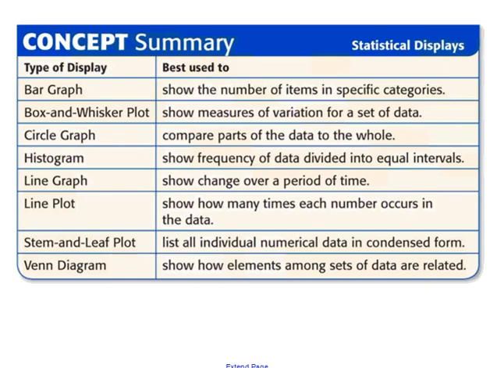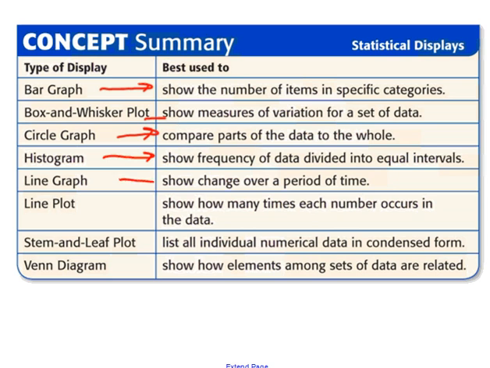All right, in summary here, which graph shows the information in the best way? A bar graph shows the number of items in specific categories. That's what we just did a couple ago. Box and whisker plots show the measures of variation for a set of data, so it shows the median, the upper quartile, the lower quartile, and the range. A circle graph compares data to the whole, because it's a whole 100%. A histogram shows the frequency of data divided into equal intervals, so it's over time intervals.